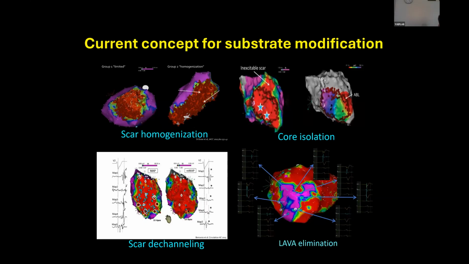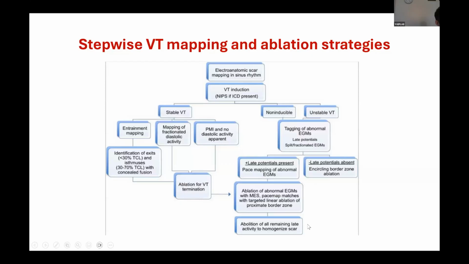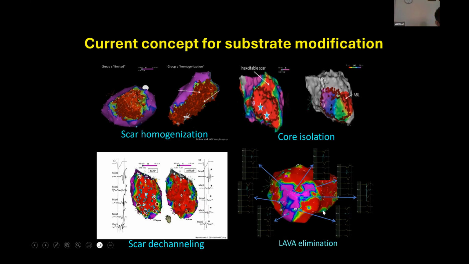I think the ablation strategy just depends on where you locate, just like scar homogenization published by this to be DBS. I think this is from Luigi's publication, and also Wendy's publication. This is from a European group, and also the LAVA ablation is from the United States, and this is from Europe.